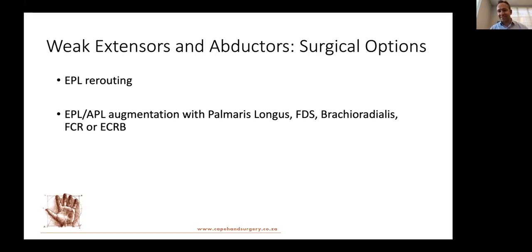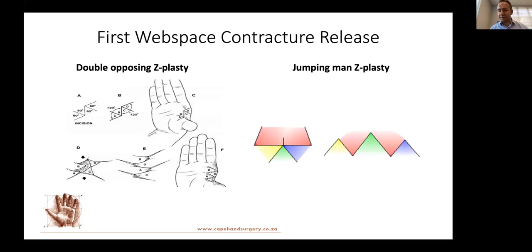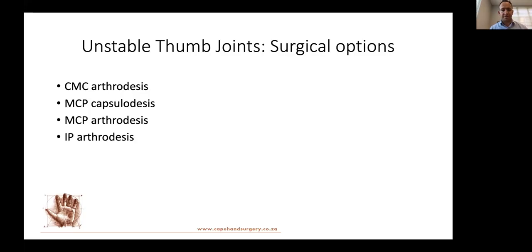But usually these things are pretty tough by the time you get to it. And so there are some Z-plasties that you can do. The principle is just to open up the first web space.